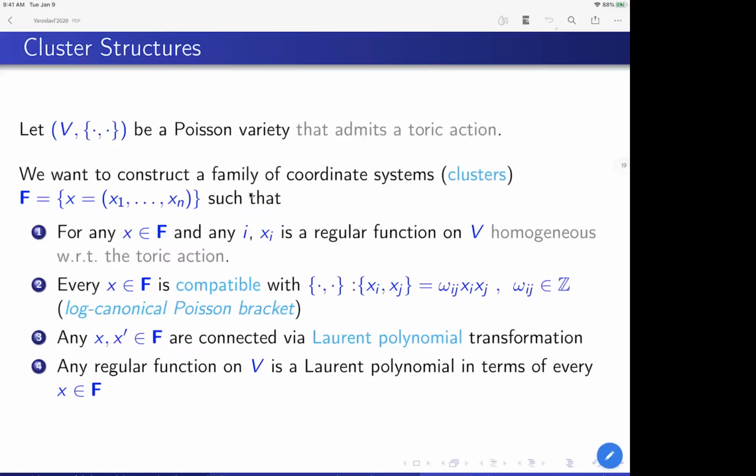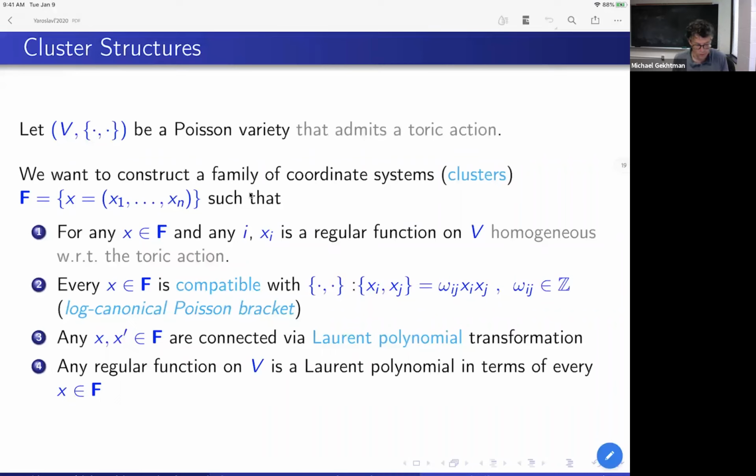Why can you make everything integer? Well, okay, I slightly misspoke. I want the requirement that the omegas are rational, and then I can scale the bracket. Yeah, exactly, thank you. All right, so this is what we want.